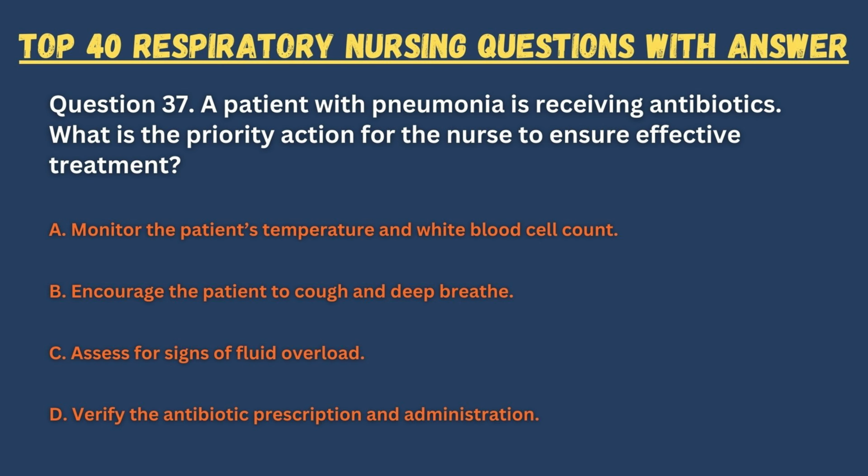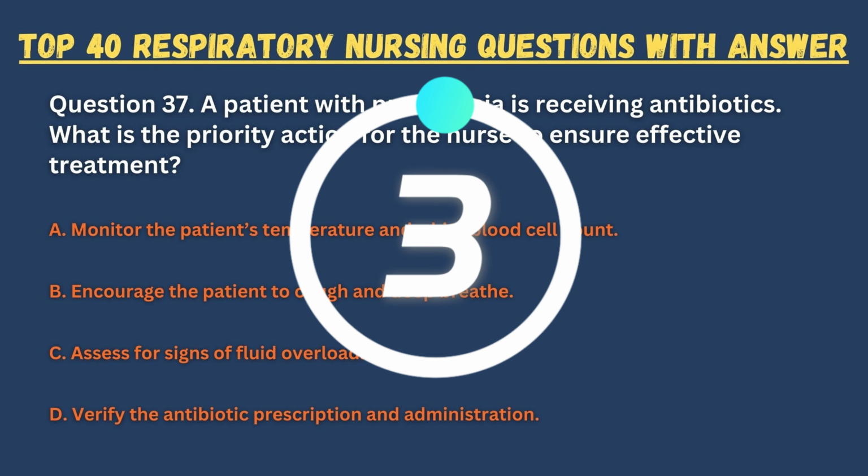Question 37. A patient with pneumonia is receiving antibiotics. What is the priority action for the nurse to ensure effective treatment? A. Monitor the patient's temperature and white blood cell count. B. Encourage the patient to cough and deep breathe. C. Assess for signs of fluid overload. D. Verify the antibiotic prescription and administration.